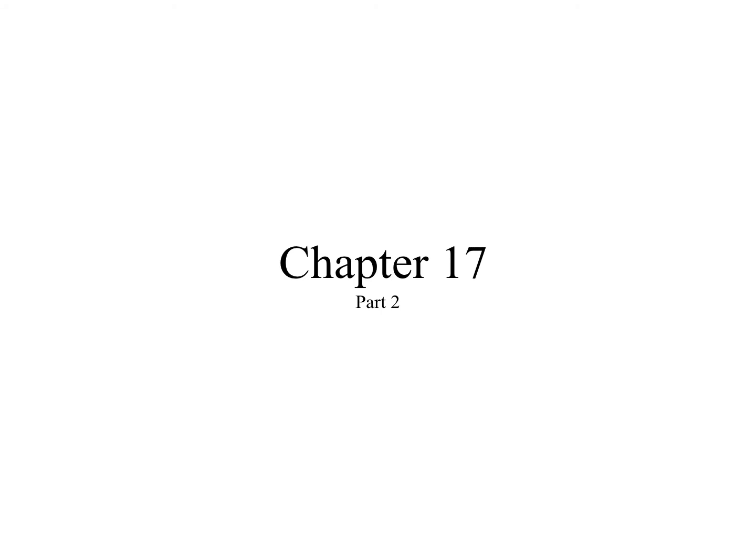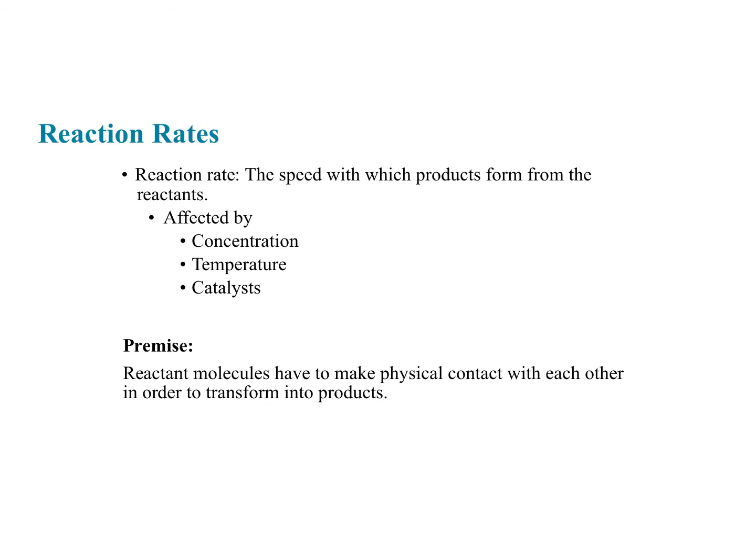In this video, we want to continue looking at chemical reactions. Next, we want to look at what can influence the reaction rate in a chemical reaction. The answer is there are three main things that can influence it. The first is concentration, the second is temperature, and the third is the presence of something called catalysts, which we'll talk about in a minute.